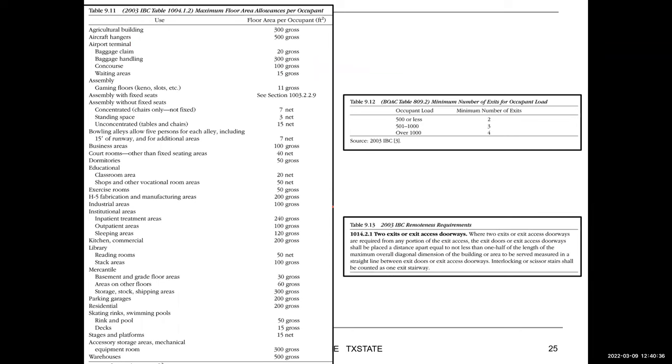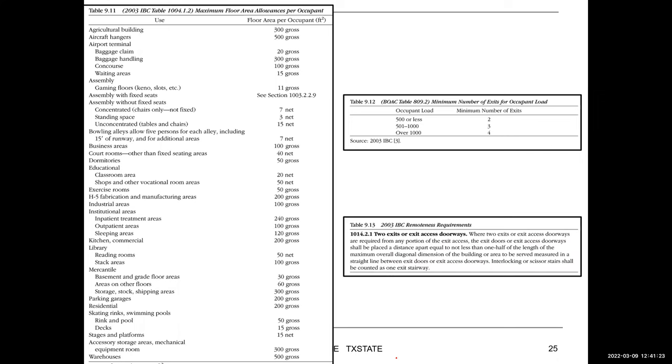So here's more information in terms of the maximum floor area allowance per occupant. Depending on the type of building, there is a floor area per occupant in square feet. Again, this makes sure that we don't build an area that is going to have more people than it can hold. The minimum number of exits for occupant load: if you have 500 or less, the minimum is two; between 500 and 1,000, three; and over 1,000, the minimum is four.